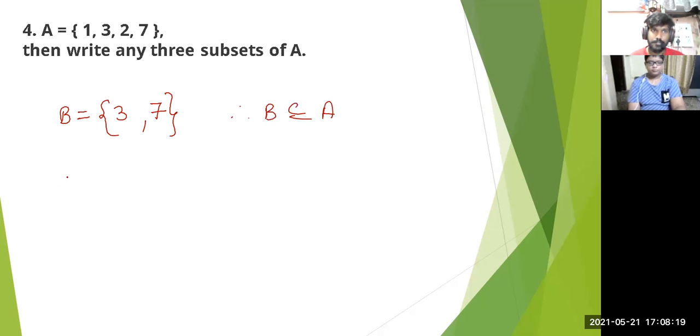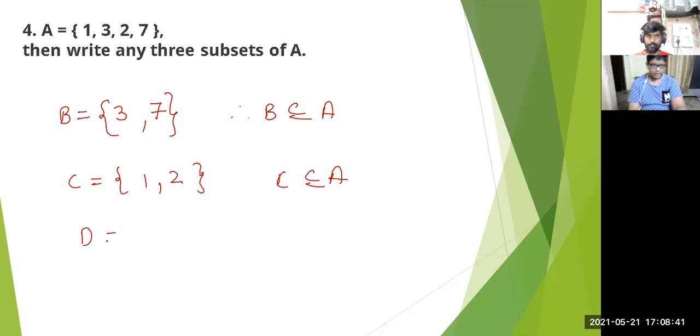One more. C equals {1, 2}. Any more numbers you want to put in this? No, sir. Okay, so C is a subset of A. One more. You can take with 3 elements also. I know, sir. D equals curly brackets 1, 3, 7. Okay, good. So D is a subset of A. Fine, very good.